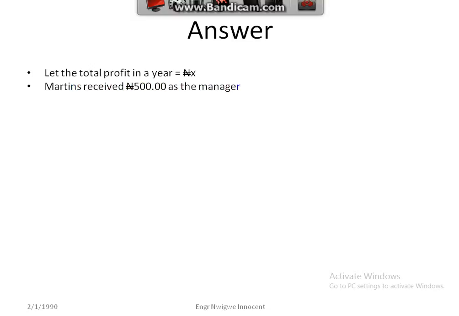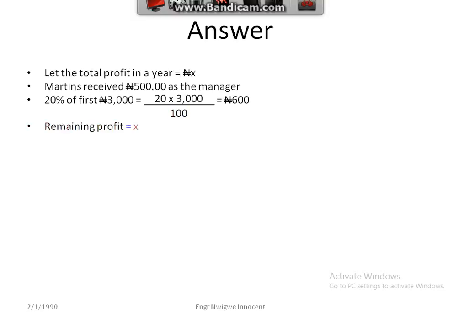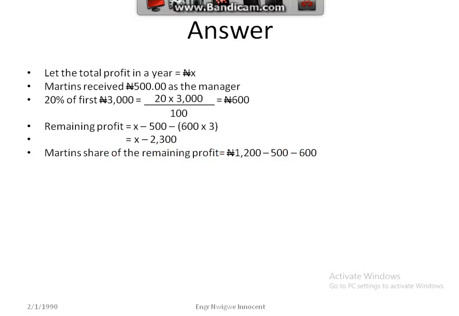Let the total profit in a year be equals to S naira. Martin received 500 naira as the manager. 20% of the first 3,000 naira is equals to 20 times 3,000 over 100, which is equals to 600 naira. Remaining profit is equals to S minus 500 minus 600 times 3, which is S minus 2,300. Martin's share of the remaining profit is equals to 1,200 minus 500 minus 600, which is equals to 100.